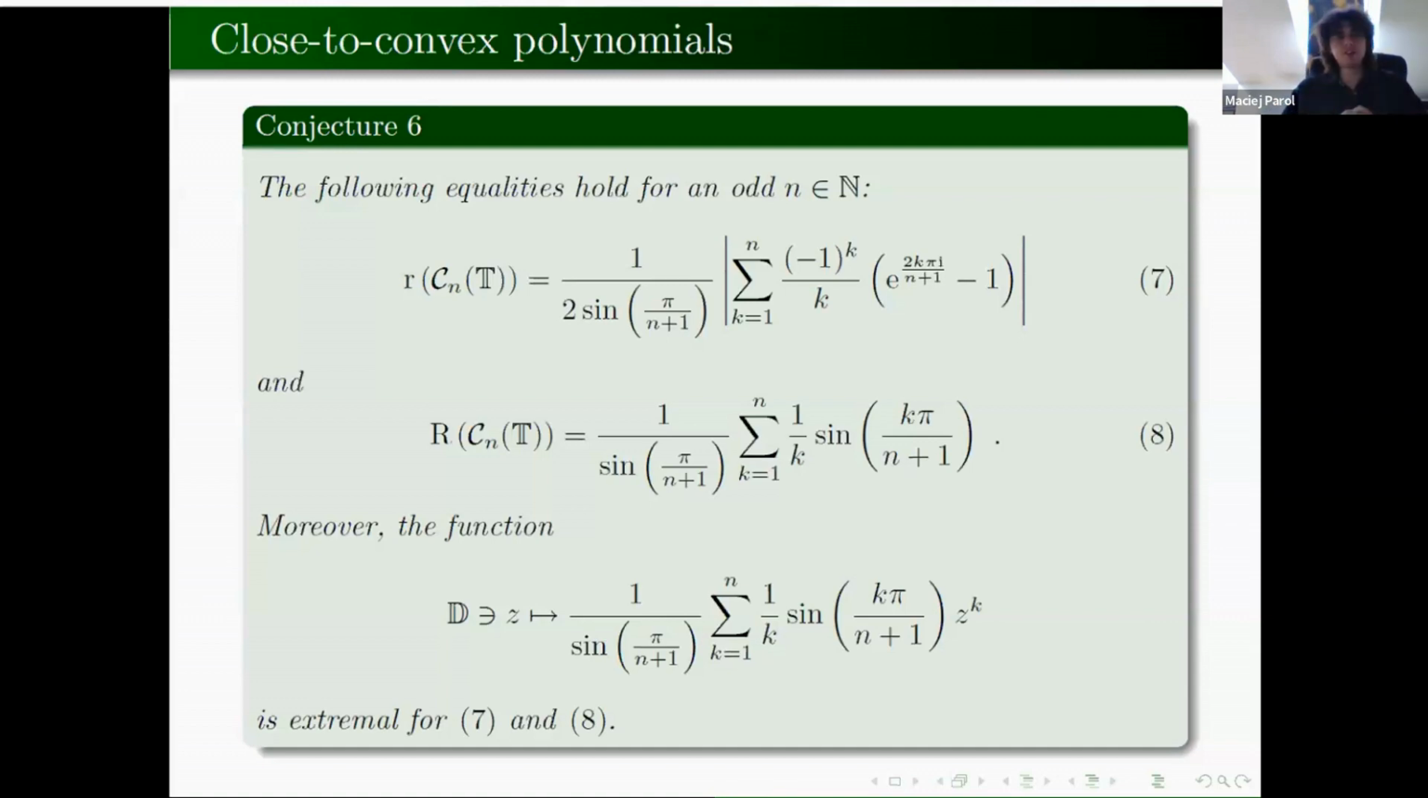And the extremal function in this conjecture is 1 over sine pi over n plus 1 multiplied by the sum from k equals 1 to n of 1 over k sine k pi over n plus 1 times z to the power k. And the maximal radius is, if we put 1 for z, then we will get the maximal radius. And to determine the minimal radius, we must put, I think, exponent of k pi i over n plus 1 for z. So the minimal radius is more complicated. And this conjecture is the last result which I want to show.